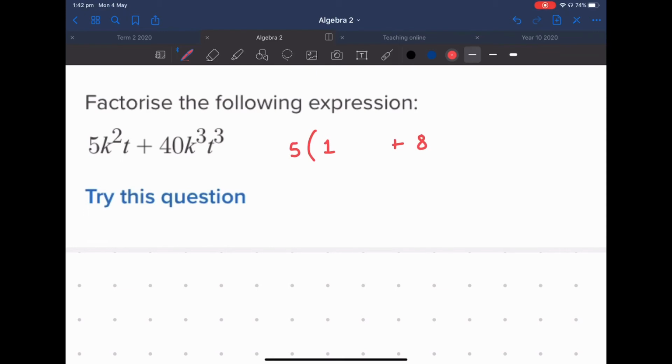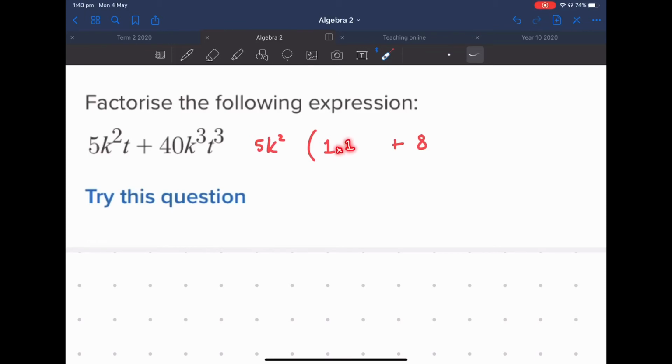Then what I need to look for is, are there any letters or pronumerals that are common in both terms? Now, this is quite a tricky one because there are powers involved as well. So you'll notice that there's a k in both parts. The biggest power of k that I could pull out is this k squared, because k squared can fit in, it is less than k cubed, but k cubed doesn't fit into k squared because this is bigger. So the biggest k that I can pull out the front is this k squared.